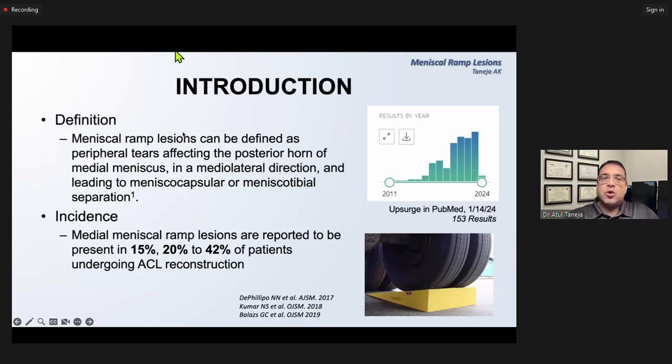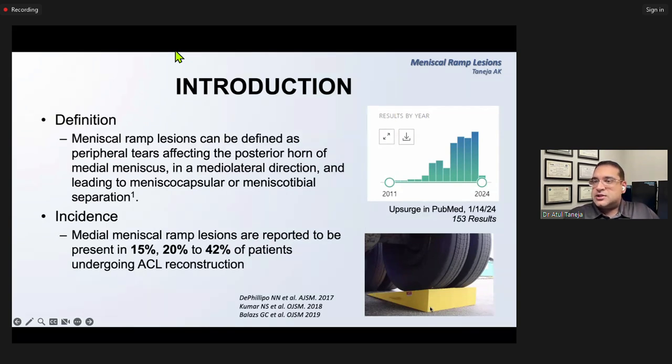And what is a meniscal ramp lesion? Meniscal ramp lesions can be defined as peripheral tears affecting the posterior horn of the medial meniscus in a medial-lateral direction, leading to either meniscocapsular or meniscotibial separation. That's the full definition.